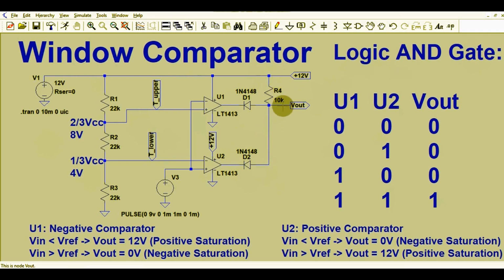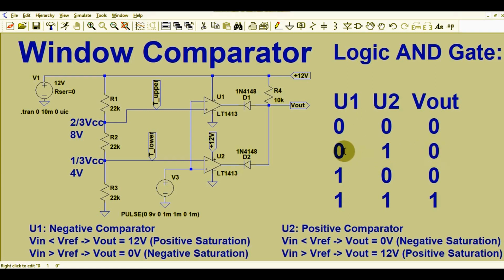And if you take output at V out, so let's say signal at diode cathode D1 is U1 and diode cathode D2 is U2, so let's have a look at the truth table. So in AND gate, if U1 equals 0 and U2 equals 0, that means if both signals are 0 or ground level, the output would be 0 or ground level. If either one signal is 1, the output is 0.